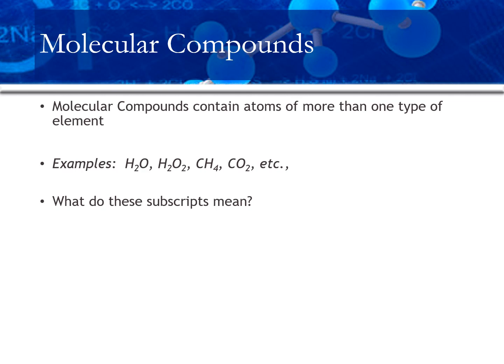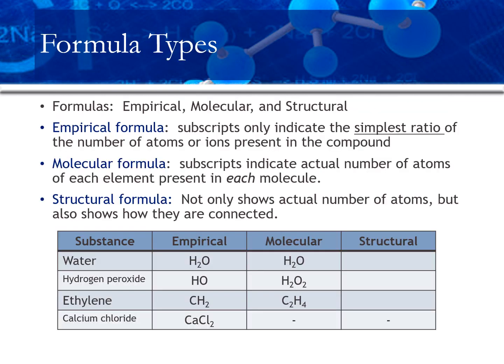So let's look at the different types of formulas. The 3 types of formulas that we will be commonly using in general chemistry are empirical, molecular, and structural. The word empirical refers to from experimental data. So this is the simplest formula to calculate based on experimental measurements. In an empirical formula, the subscripts indicate only the simplest ratio of the number of atoms, or if it's an ionic substance, the number of ions present in the compound. Just the simplest ratio.